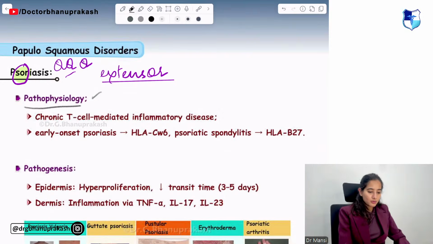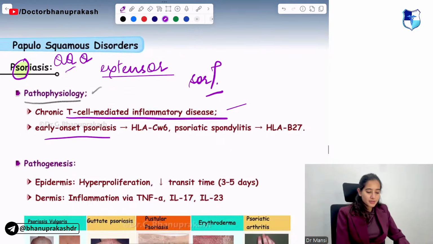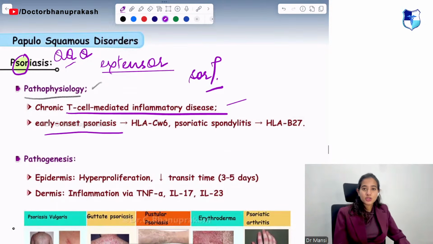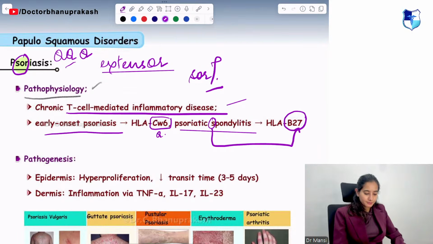Pathophysiology: just remember it like psoriasis, sor. It is a T cell mediated inflammatory disease. Extensor surfaces are involved, and it is early onset psoriasis. In early onset psoriasis, HLA-CW6 is involved. So this is very classic of psoriasis. You might not have heard of HLA-CW6. And whenever it is psoriatic spondylitis, the S is going to remind you of 7, so HLA-B27 is involved here.